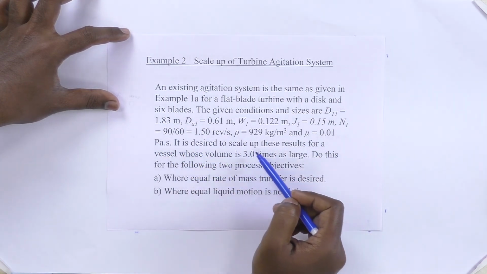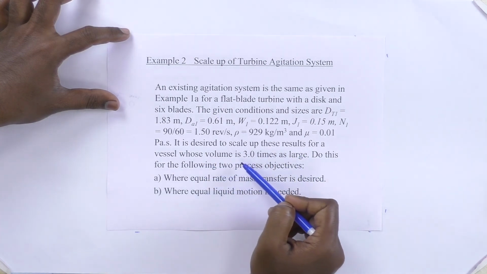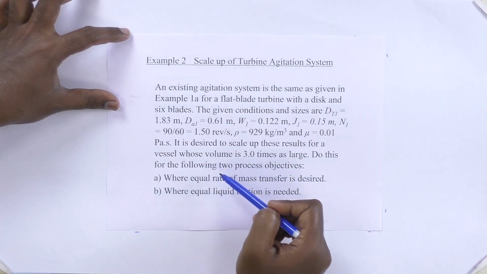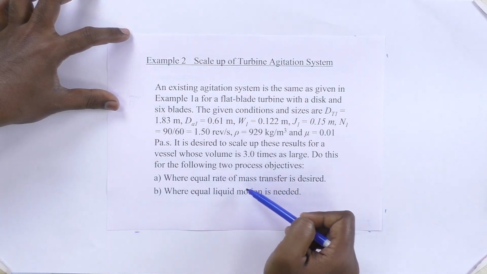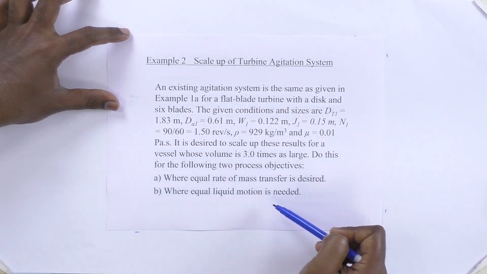So it is decided to scale up these results for a vessel whose volume is 3 times as large. Do this for the following two process objectives: where equal rate of mass transfer is desired, and where equal liquid motion is needed. So here the problem is given, you need to scale up this problem. What is the relation between these two sizes they have given? The second one is going to be 3 times larger in volume than the first one. So this is the relation that they have given.